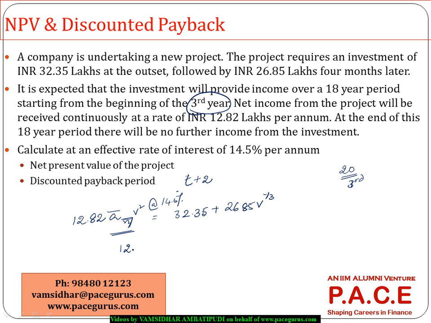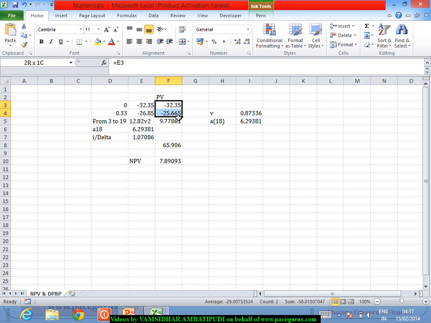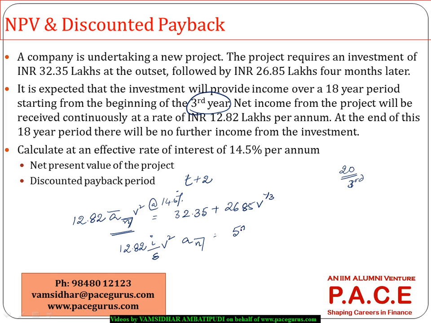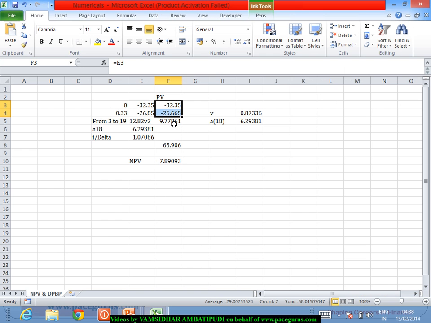So for that again I can do the same: 12.82 into I by delta v squared. This entire thing we know, and then an is equal to this part. This part is already computed, which comes out to 58.015. I don't need to recompute this. This entire thing is equal to 58.015. And probably this part is also computed: 12.82 into v squared is this much, I by delta is this much.